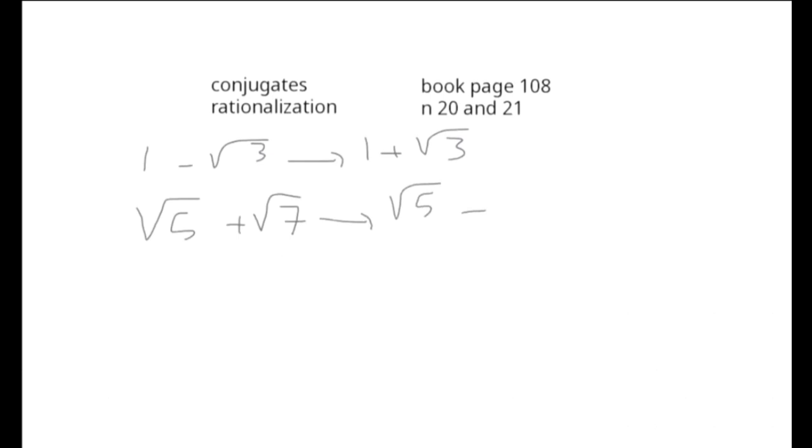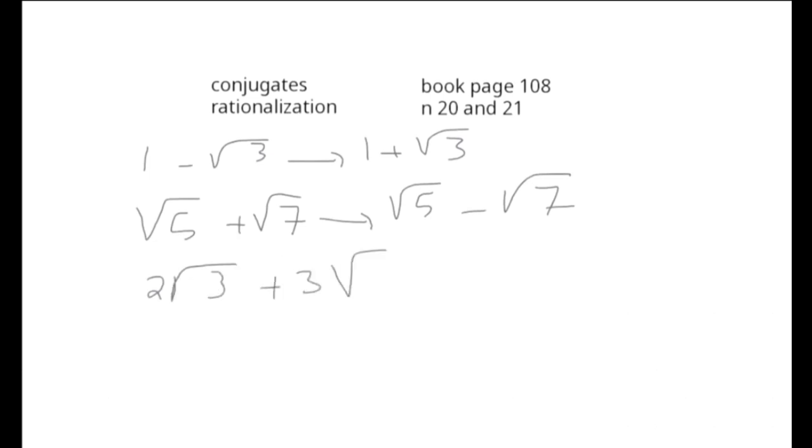So in the beginning, what is the conjugate of 1 minus radical 3? You have to change the sign here into plus, exactly. 1 plus radical 3 is the conjugate of 1 minus radical 3. What is the conjugate of radical 5 plus radical 7? Yes, radical 5 minus radical 7. Exactly. Now, what is the conjugate of 2 radical 3 plus 3 radical 2?